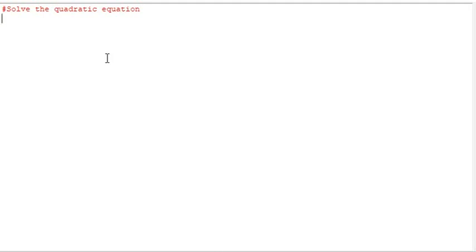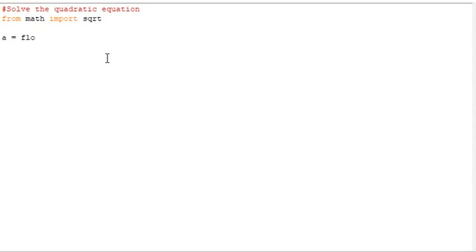We are writing a program to solve the quadratic equation. So the coefficients of the quadratic equation are a, b, c. First of all, we are using a mathematical function, the square root function, which is under math. So that means we are going to import math, and import sqrt from math.